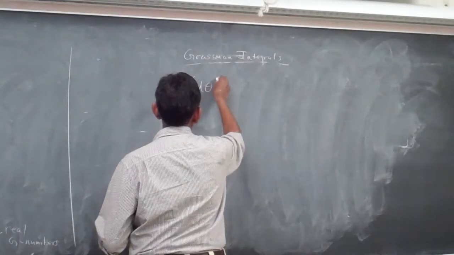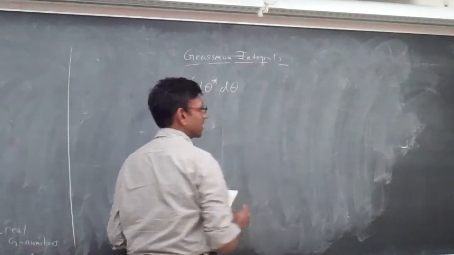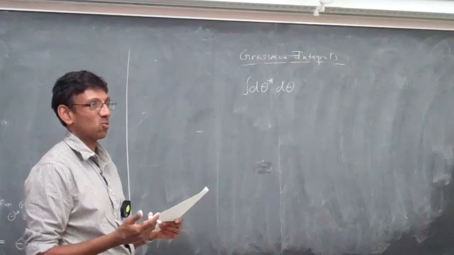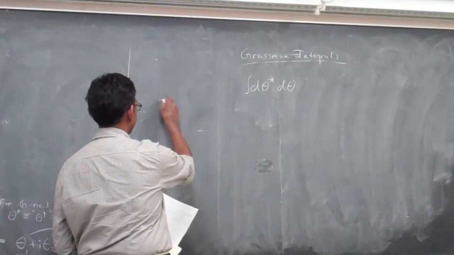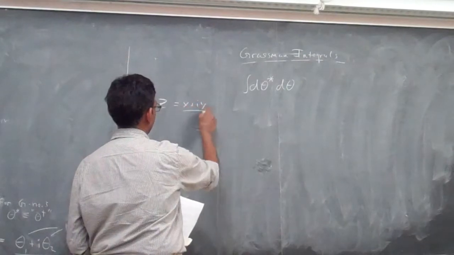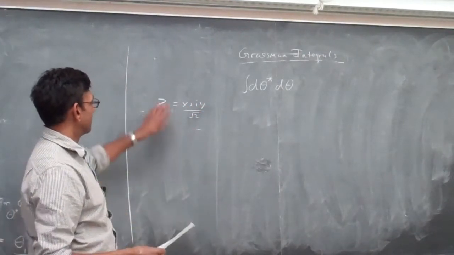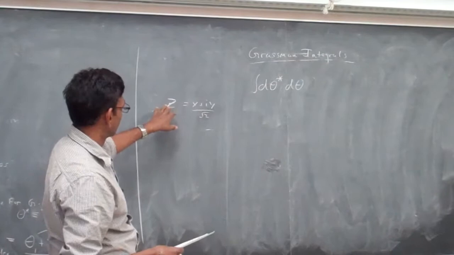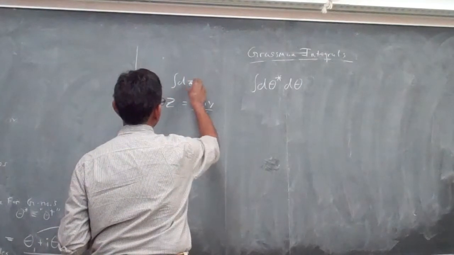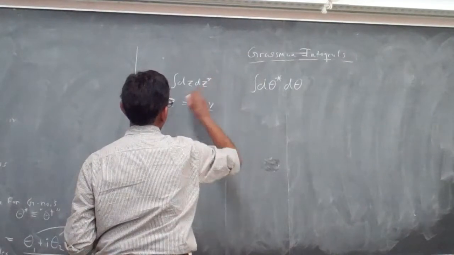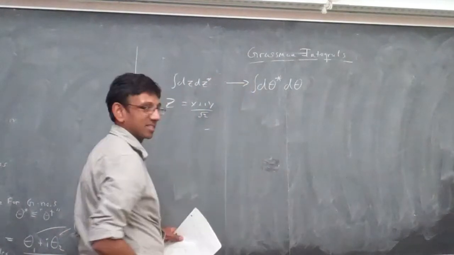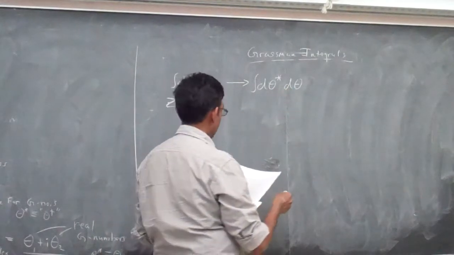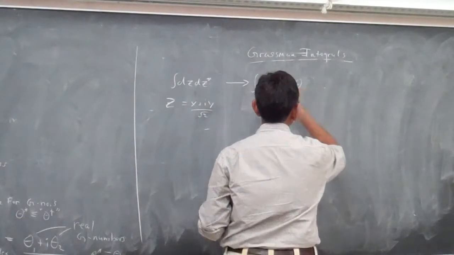So, integral d theta star d theta. Remember, I did complex scalar path integrals, and I said it's nice to think instead of integrating over x and y, you integrate over z and z bar, where z is equal to x plus iy over root 2. And you think of z and z star as sort of independent integration variables formally. So this sort of integral over z dz star is now generalized in this way to a Grassmann version of the same thing, okay? And so we'd like to define integrals of this sort.